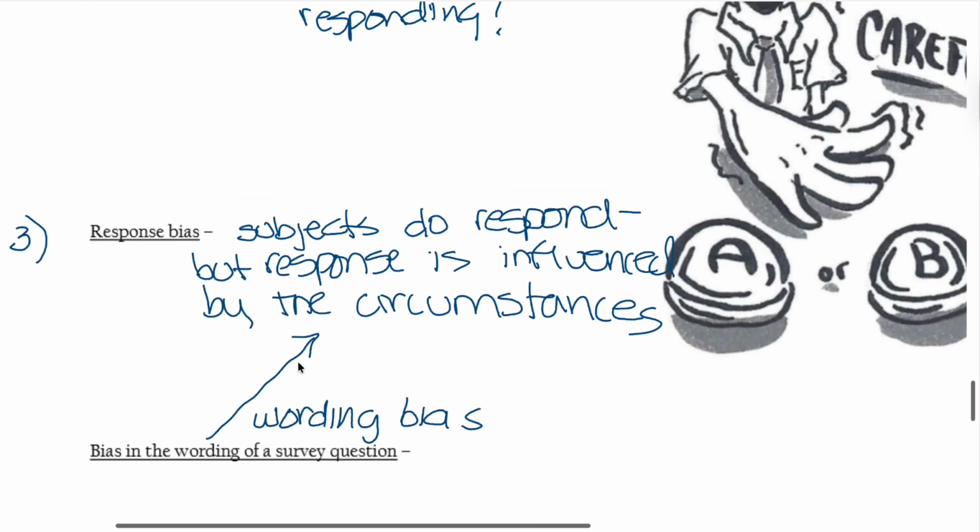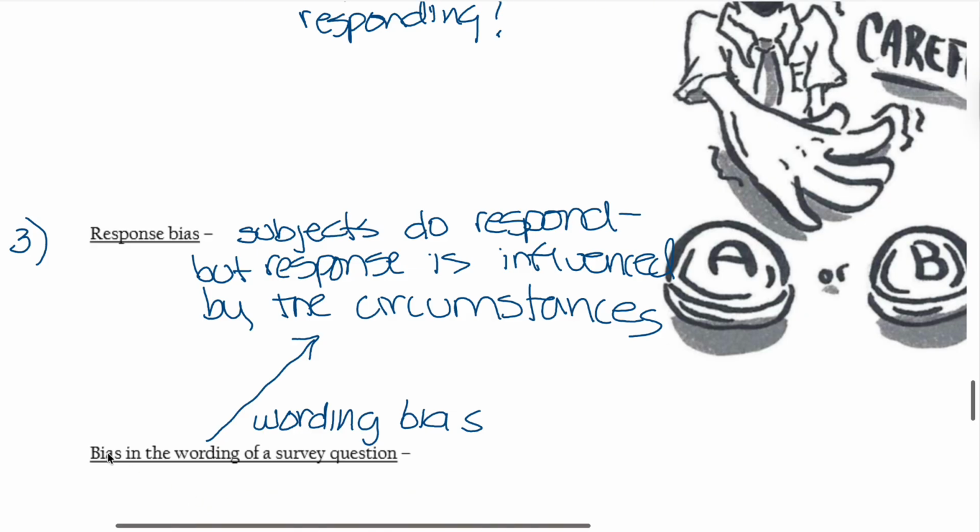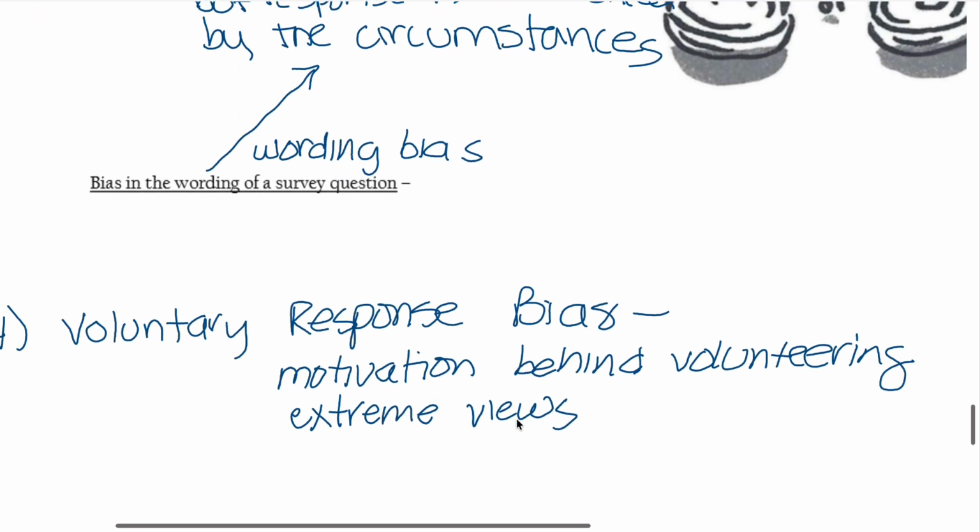For example, wording bias is a good way to explain this. Bias in the wording of a survey question. If I ask you, if you vote for me, I will give you $10,000, then it would definitely be a bias. The wording bias will definitely be very effective when we are doing our examination.